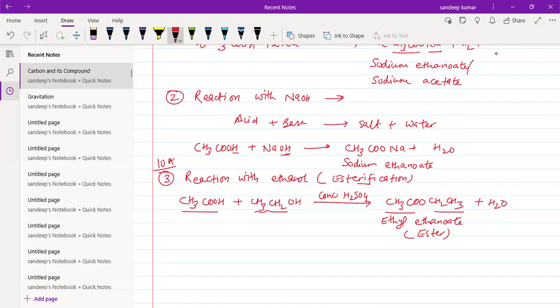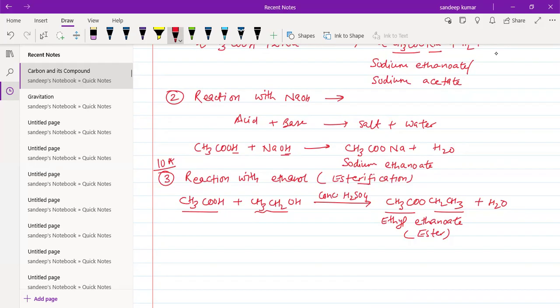Okay, ester is very, very useful. It is used in perfumes. It is also used in ice creams to provide the artificial flavor, like a fruity smelling compound. So whatever ice creams you're eating which have a fruity smell, artificial, they contain ester. Is it clear? So this is the reaction of ethanoic acid with ethanol.